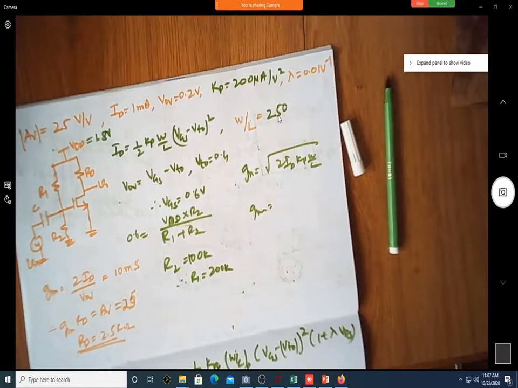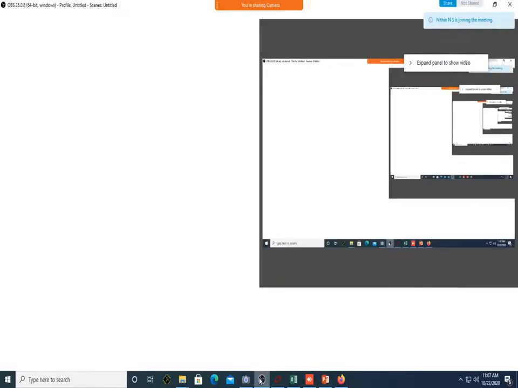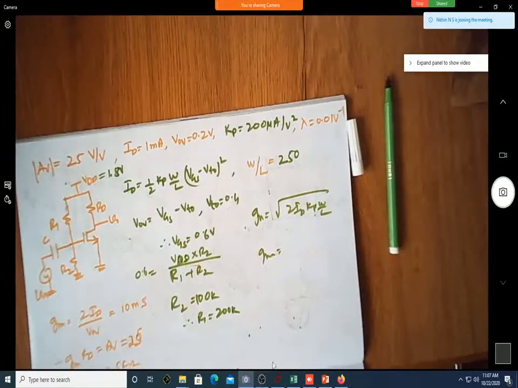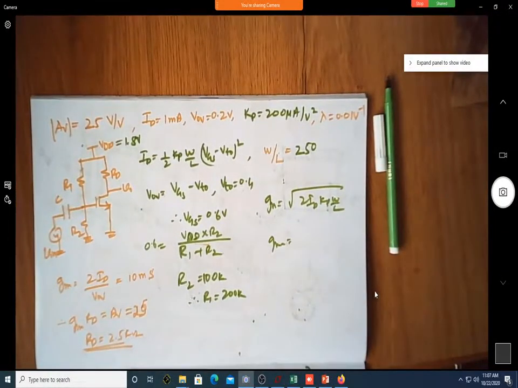Correct? Yes, sir. Suppose you substitute all these values, can some of you substitute the values of ID as 1 milliampere, Kp as 200 micro, and this W by L as alpha A and this as 0.2 whole square? So just find out, are you getting W by L as 250? One of you say, are you getting it or not? Yes, sir, 250. Okay, 250. Next, so we are done with the value of W by L.